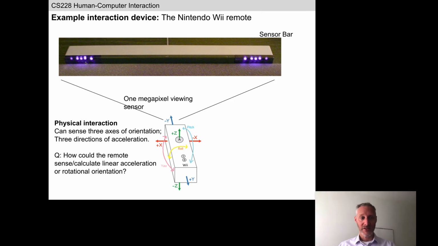So the infrared sensors, yeah, exactly. So it's picking up the light sources here, but how does it use the light coming from these two clusters of lights on the sensor bar? How do the cameras on the remote tell it where it is relative to the sensor bar? It could be the time it takes for the light to reach the sensor bar, somewhat like the Leap Motion device, but in this case it's just normal light.